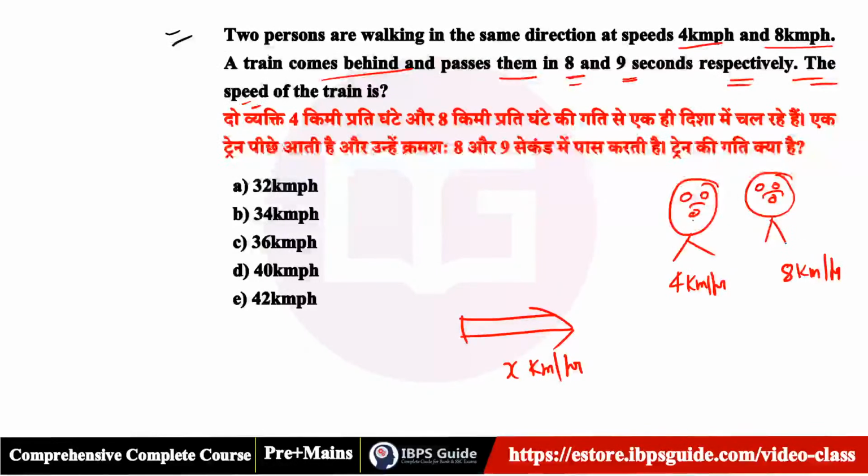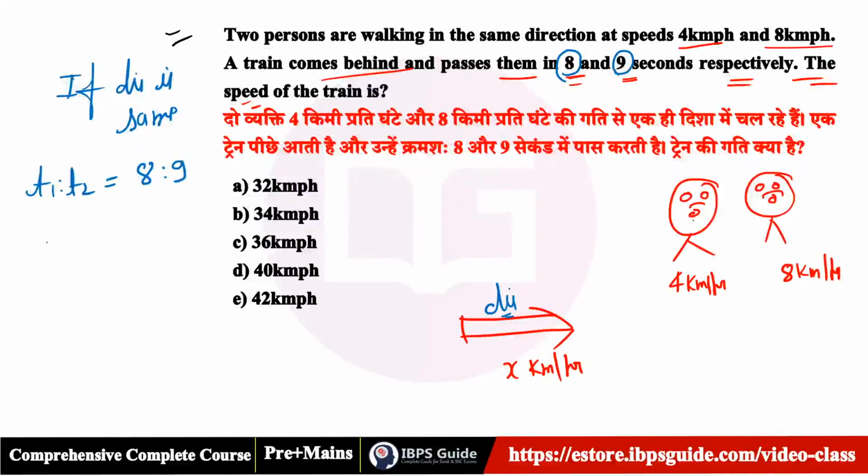And time is already different because crossing this man it takes 8 seconds, crossing this man it takes 9 seconds. It means the train's length will be the same. It means distance will be the same. So everyone knows that if distance is the same, the ratio of time, that is 8:9, is opposite to the ratio of speed.